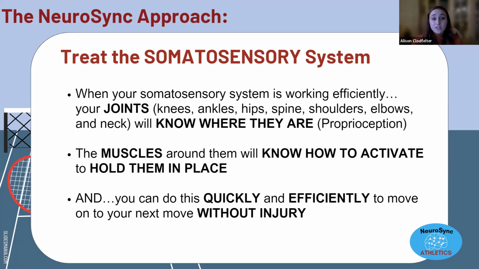So when our somatosensory system is working efficiently, our joints, like our knees, ankles, hips, spine, shoulders, elbows, and neck, all of them, will know where they are in space. Our muscles around them will then know how to activate to hold them in place appropriately. And we can do this quickly and efficiently to move on to our next move without injury.